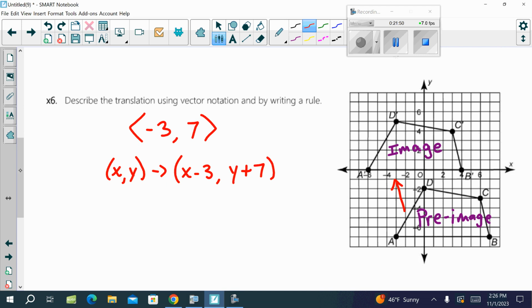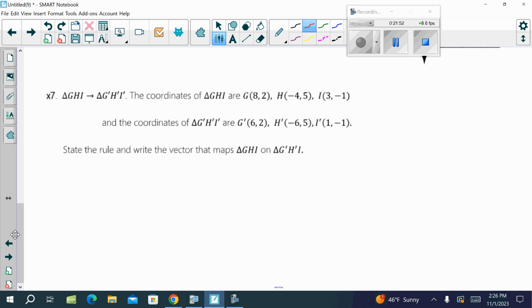Okie dokie. Number 7, without a picture, can you do it? So triangle GHI transforms to triangle G prime, H prime, I prime. The coordinates of GHI are those. The coordinates of G prime, H prime, I prime are those. State the rule, write the vector.